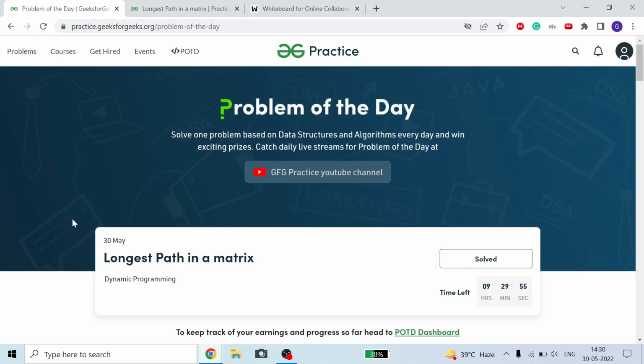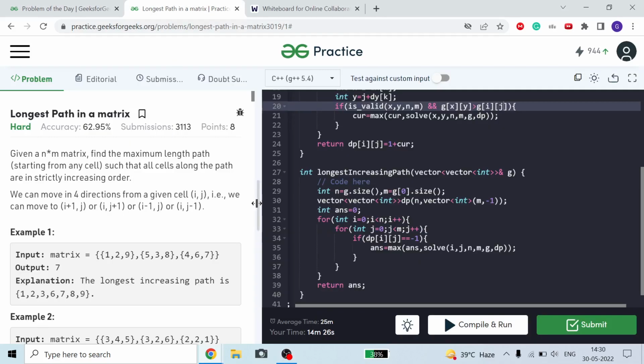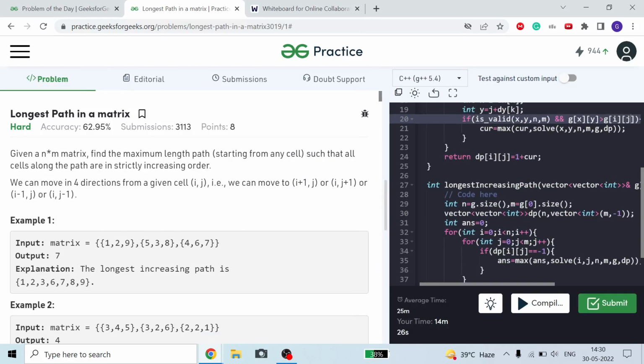Today we are going to discuss this longest path in a matrix problem of GFG. So let's move on to the problem, guys. Here we are given a 2D matrix of size R into C, N into M you can say. And we have to find out the maximum length of a path whose cells are always in strictly increasing order.